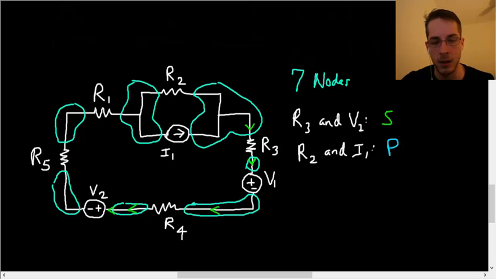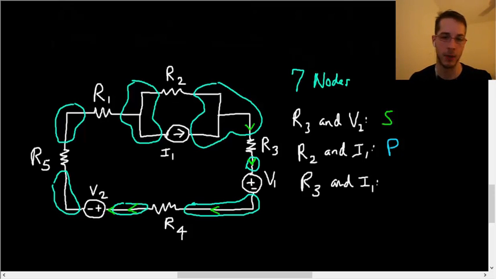Let's do R3 and I1. Okay, so R3 and I1 share one node in common, and that's it. If you look at the current again, let's do green, current's flowing. It's going to split at this intersection. So the current through I1 and R3 is different. So they're not going to be in series. So they're neither.